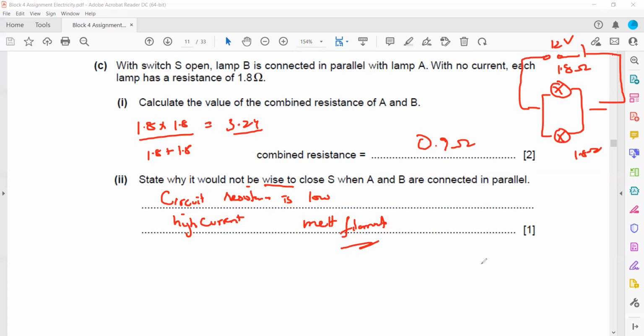So whenever circuits have low resistance, they will have high current, because resistance is a property of a material or a circuit to resist the flow of the charges or reduce the current. So low resistance means a high current, so there is a greater chance that it will produce a greater heating effect, which can blow the fuse, or it can melt the fuse as well.